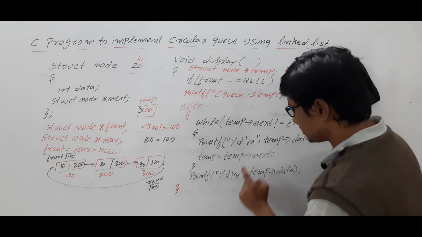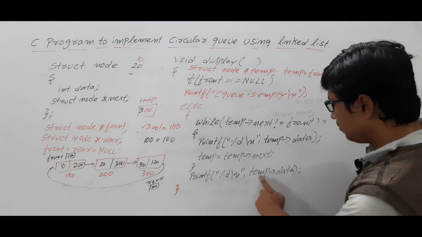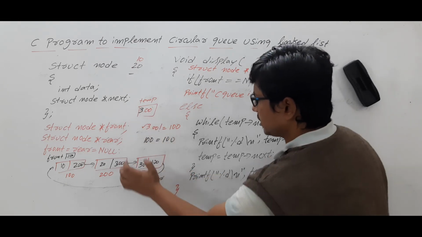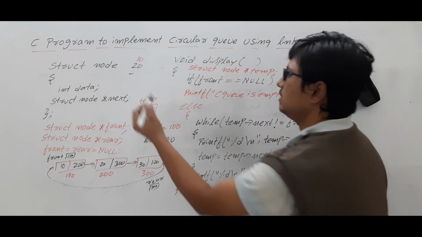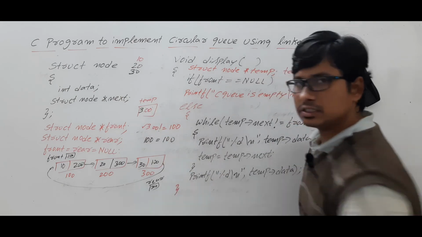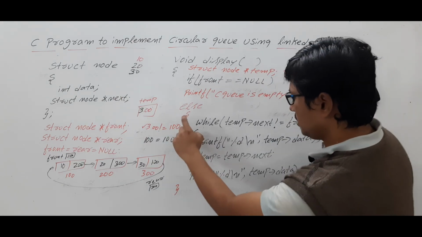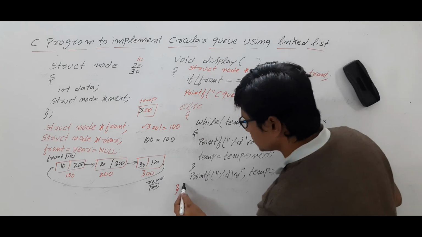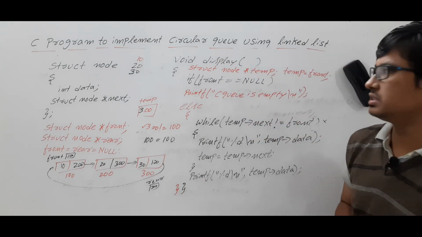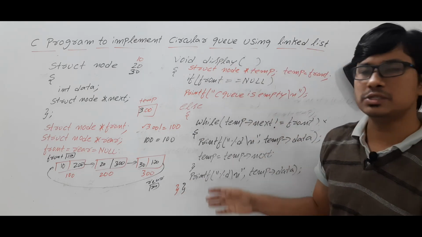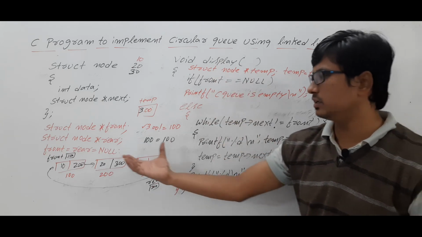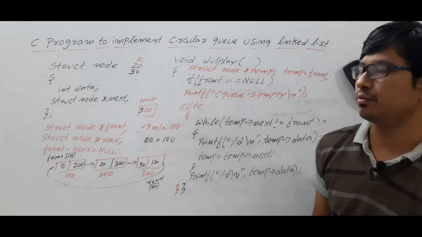So print of %d, temp of data. Temp is 300, 300 of data is 30. That 30 value will be displayed as an output. Then you have closed the else and you have to close the display function also. So this is the way you have to display the elements which are there in the circular queue. I hope you have understood.